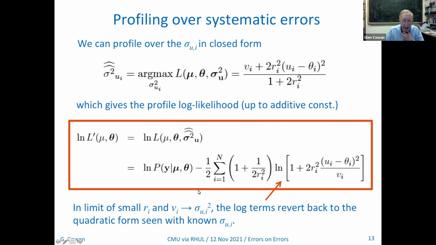And so what happens then is that what were previously a set of quadratic terms now become logarithmic terms. And you can easily see that in the limit that you claim that you know the values of the assigned systematic errors accurately, so in the limit of small little r i, if you expand the log, that reverts back to the sum of quadratic terms that was there previously. All right.